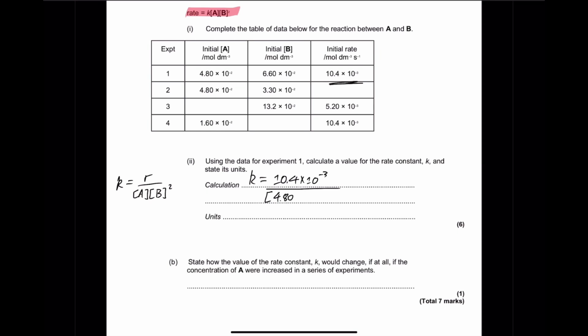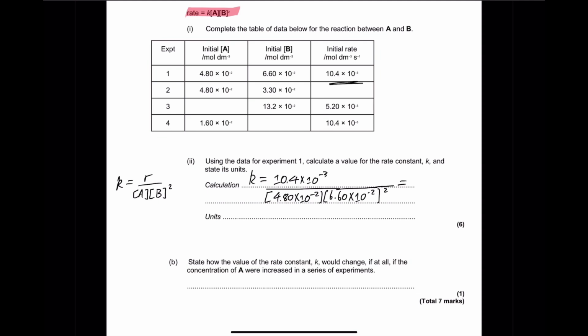4.80 times 10 to the power minus 2. 6.60 times 10 to the power minus 2. So 6.60 times 10 to the power of minus 2, squared. All of that's under that equals, as I said, in the real thing they give you much more space to answer a question like this.